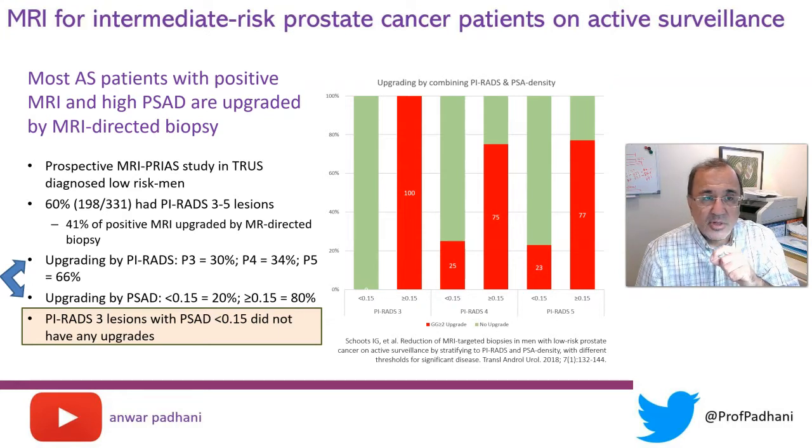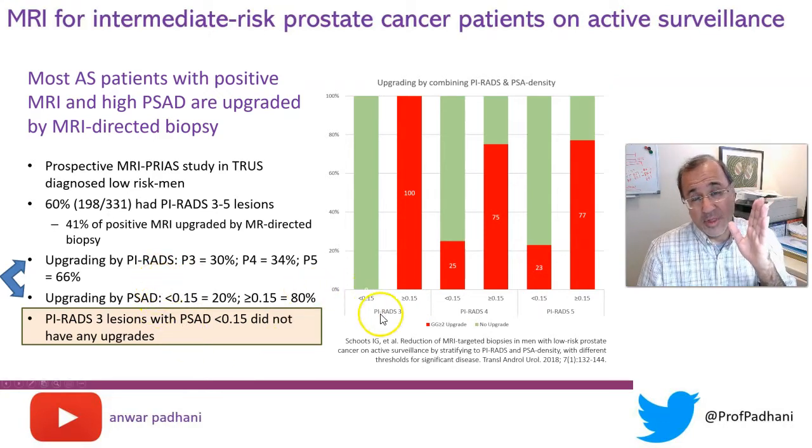And in this paper, you can see how the rate of upgrading increased with the PIRADS score and of course with PSA density. And if you had a PIRADS 3 appearance on a prostate MRI and you had a low PSA density, you were almost never going to be upgraded on a subsequent biopsy.